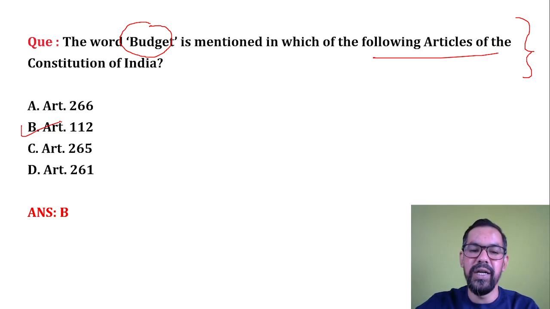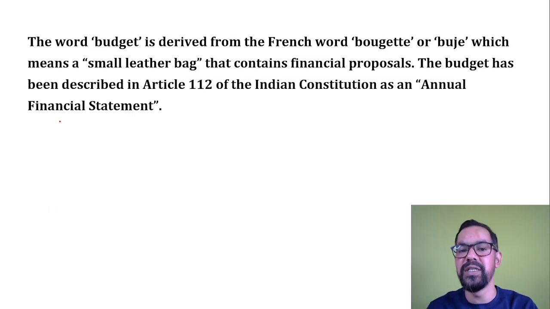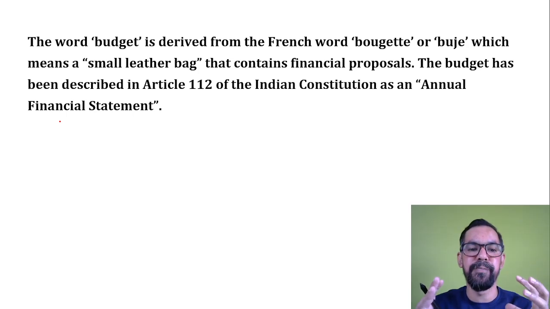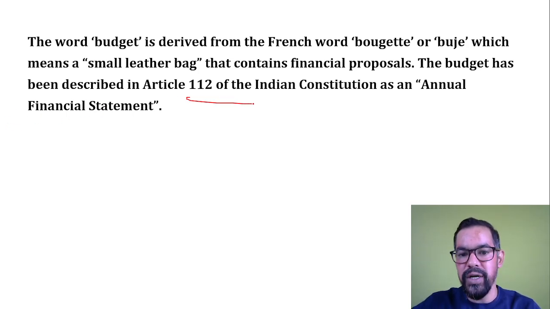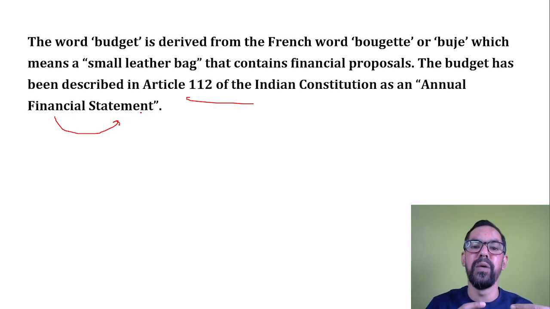Whenever you define the budget, it is basically the income and expenditure statement for a given time duration. So as per Article 112, it is defined as the annual financial statement. Annual financial statement means income and expenditure, and annual means the financial year for a given time duration. If you talk about the financial year in India, it is from 1st April to 31st March.